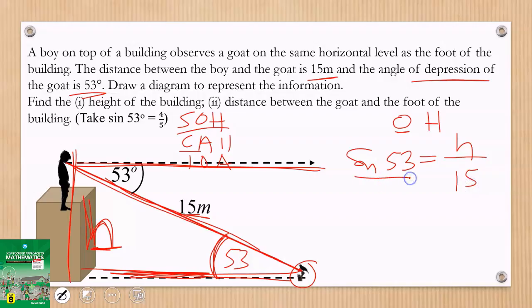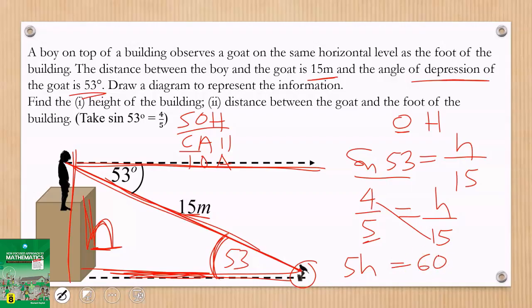Thank God they've given us sine 53 to be 4 divided by 5. Then we have our h over 15. We'll do cross multiplication. So 5 times h will give us 5h, and then 15 times 4 will give us 60. Right. So now we divide both sides by 5 to get our answer for h. So h can be written as 12. Okay, so 12 meters is our answer for h.